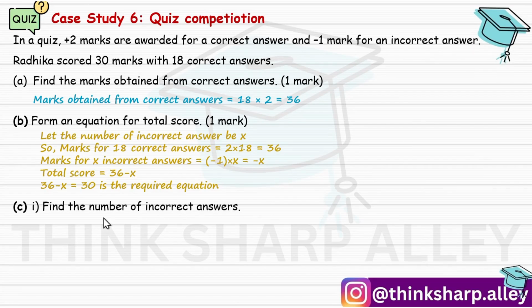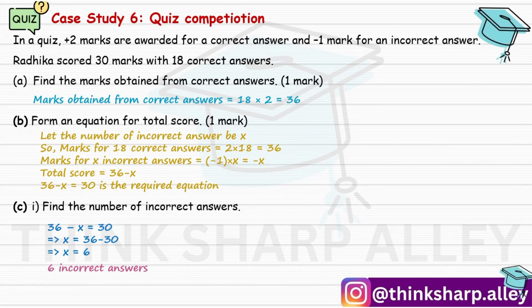Next question, find the number of incorrect answers. So for this, we will continue with the above equation and we will solve it to get the value of x. So x is equal to 36 minus 30, that gives me 6. That means she has given 6 incorrect answers.